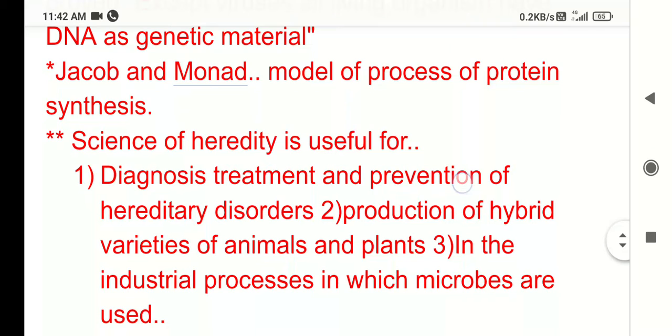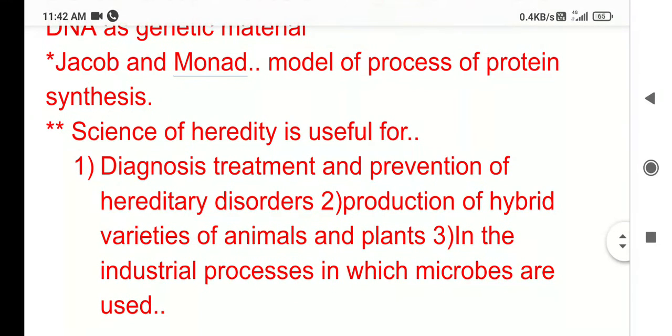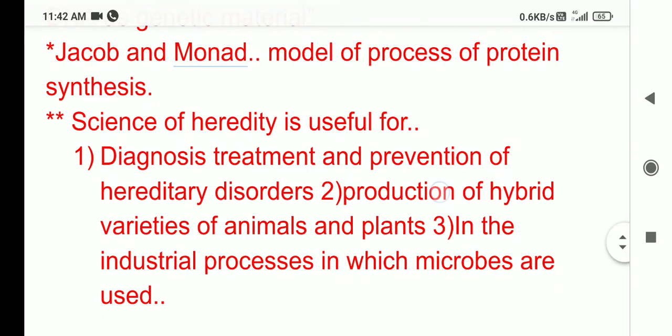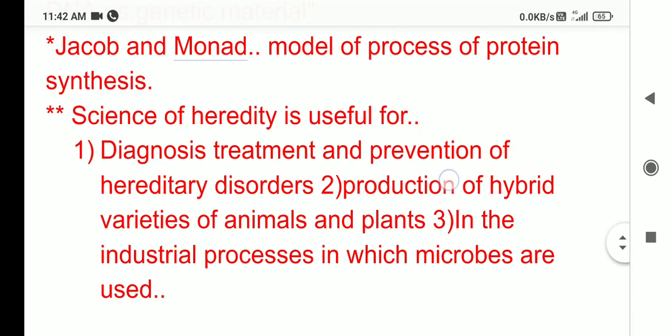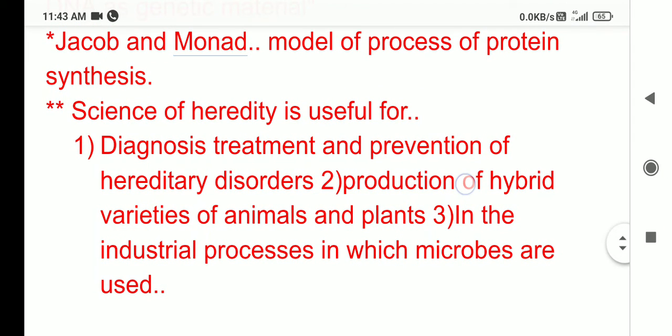After this trio of scientists, Jacob and Monod proposed a model of the process of protein synthesis. These two scientists proposed how protein synthesis takes place with the help of DNA. DNA is the master molecule that carries genes, and genes with the help of RNA produce protein. So by producing protein, they control the structure and function of the cell and that of the body also.